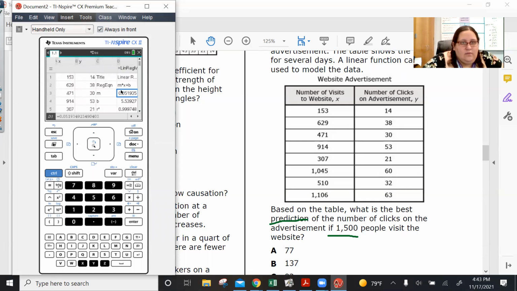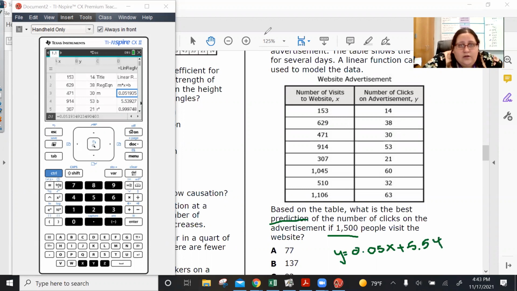Y equals MX plus B. So I'm going to write it out. We have Y equals 0.05 X plus 5.54, rounded.